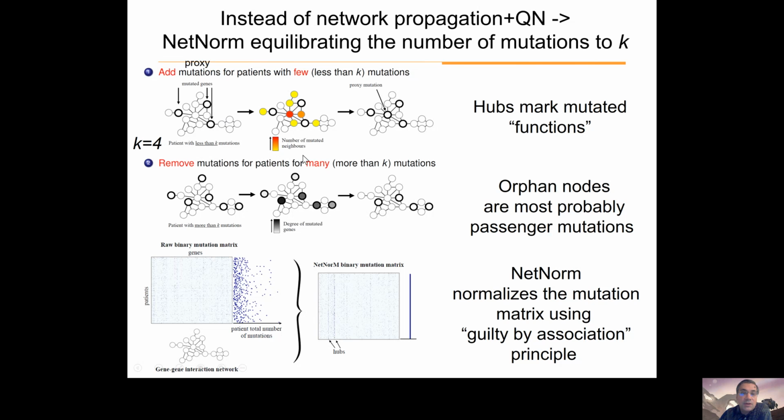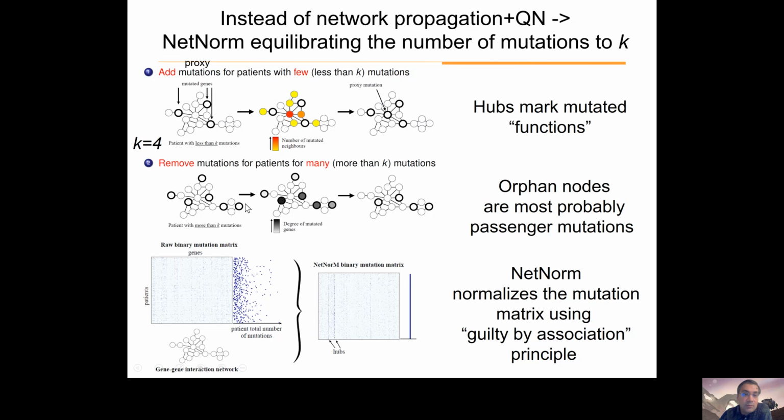Then we rank the genes according to the number of mutated neighbors, and then we add a so-called proxy mutation, which means a fictitious mutation or pseudo mutation, on those genes which have the largest number of mutated neighbors. And as such, we complete the number of mutations in this profile up to K.